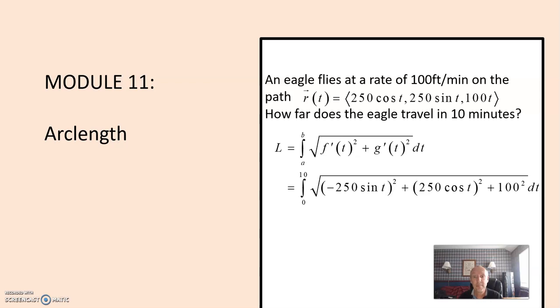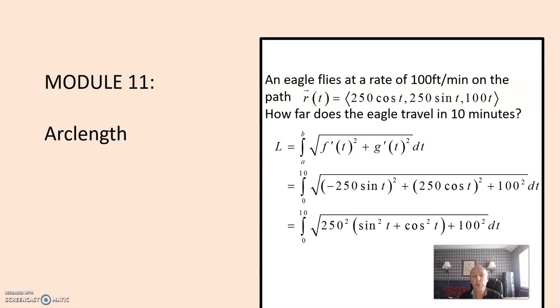Let's simplify this. Notice that the first two terms both have 250 in them, and they're squared. So let's pull that out. So our integral is now from 0 to 10 of the square root of the quantity, 250 squared. Now from the first two terms, we still have a sine squared and a cosine squared, which is going to equal 1 here in a moment. And of course, we have the 100 squared at the end of the square root. And this, of course, is still being integrated with respect to t.